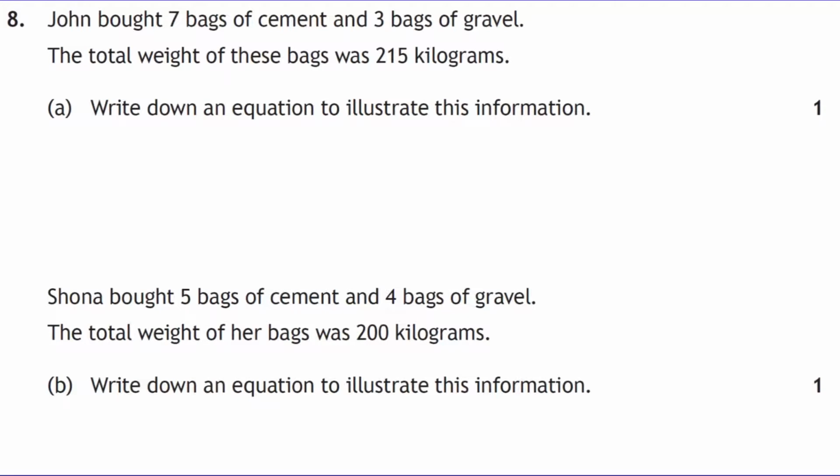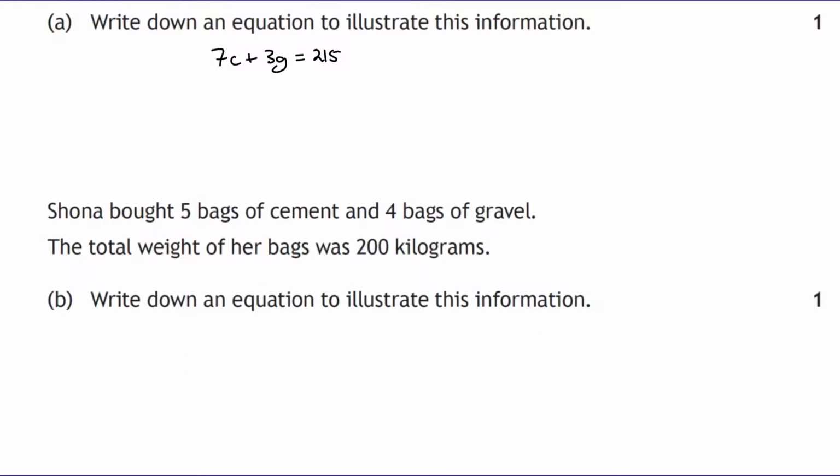John bought 7 bags of cement, 3 bags of gravel. Write an equation. So 7 cement, let's say 7c plus 3g equals 215 then. So that the 7 bags of cement plus 3 bags of gravel weighs 215. Fairly straightforward equation. Let's scroll down. We're going to make another equation here. So we've got 5 bags of cement plus 4 bags of gravel equals 200. Okay, so nice easy 2 marks there.